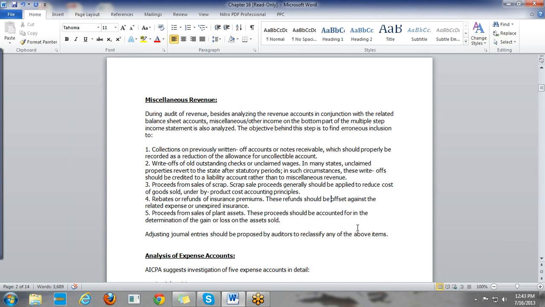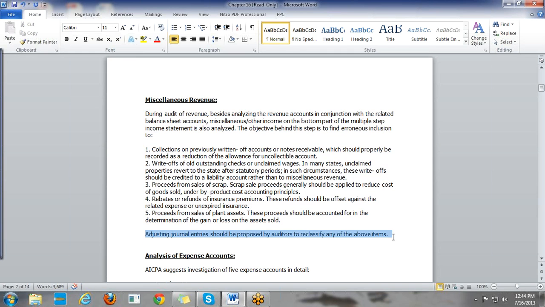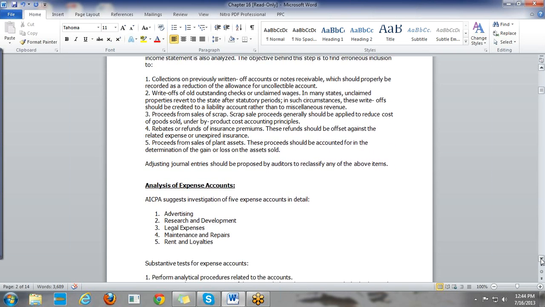Sales of scrap are applied to reduce cost of goods sold, not necessarily miscellaneous revenue. Rebates of insurance are a reduction to insurance expense. Proceeds from sale of plant assets and other equipment are a gain or loss on assets sold. So you're looking at this account primarily to make sure that nothing being coded here is being coded incorrectly. Adjusting journal entries should be proposed if any adjustments need to be made, like any other adjustments.